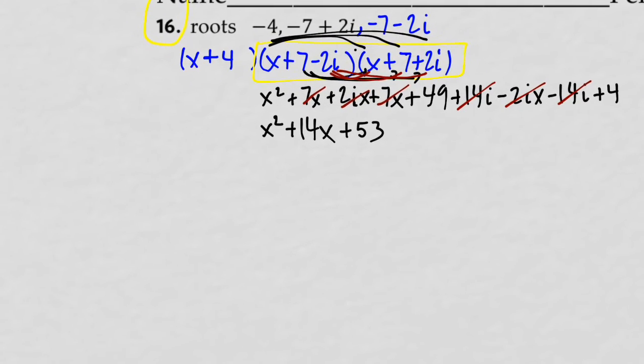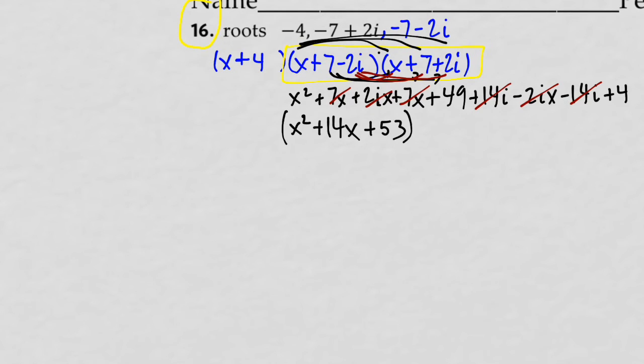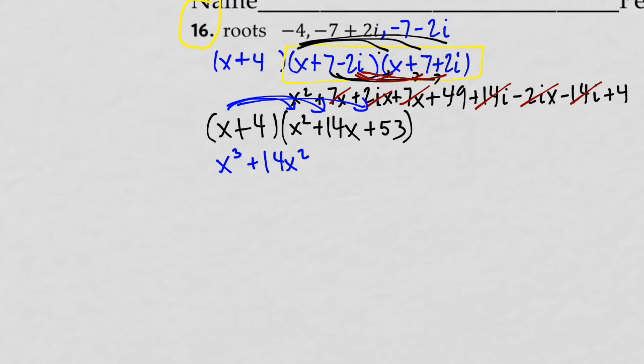Alright? Let's not forget about the x plus 4 that we have in the front. And we'll multiply those and we'll be done. So let's do it. X times x is x cubed. X times 14x is 14x squared. X times 53 is 53x. 4 times x squared is 4x squared. 4 times 14x is going to be 56x. And 4 times 53 is the last one right there, is going to be 212.